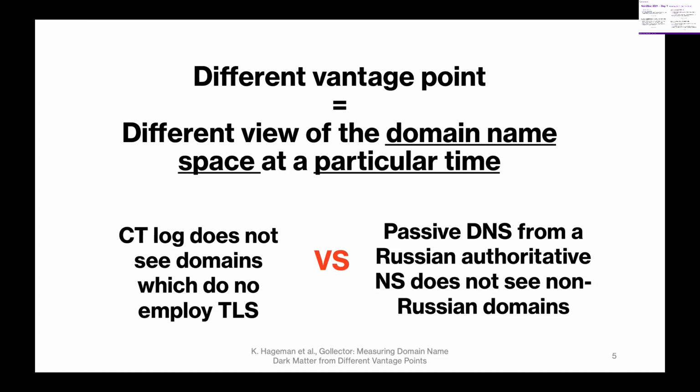Just to give an example, if you as a researcher only look at certificate transparency logs, you will only see domains that actually use TLS or use certificates in one way or another, and thereby you will completely miss all the domains that don't use any TLS. On the other side, if you collect DNS at a top level domain name server, let's say a Russian authoritative name server for the .ru domain, then you will hardly see any non-Russian domains. So these two vantage points give a very different view of what part of the domain space you will see.